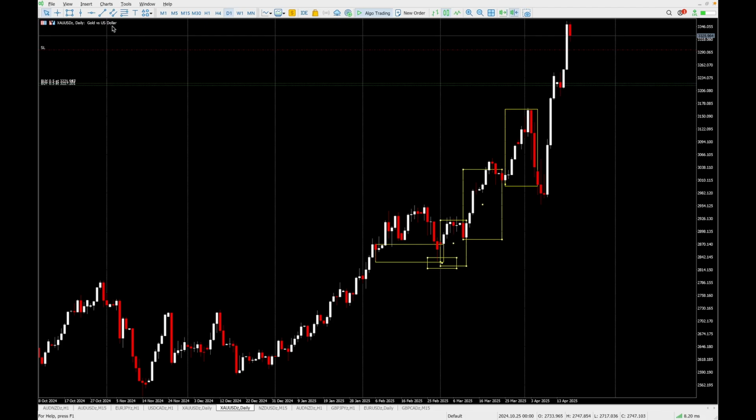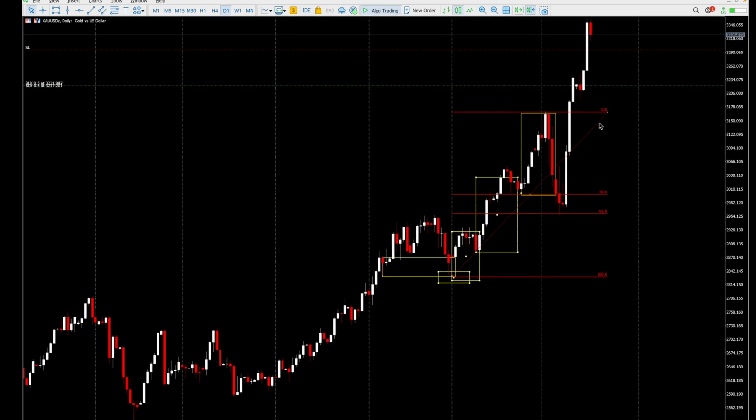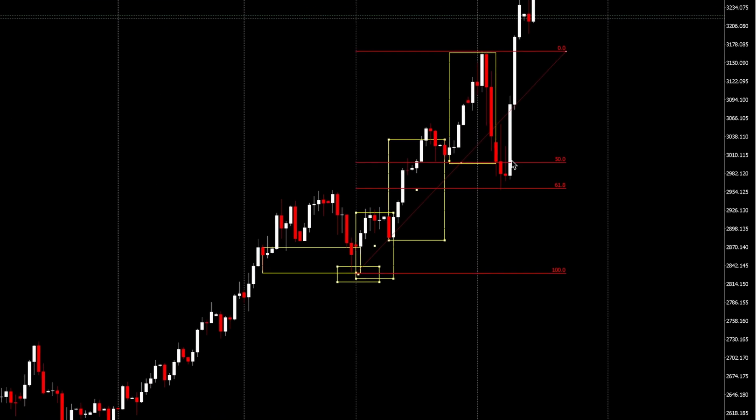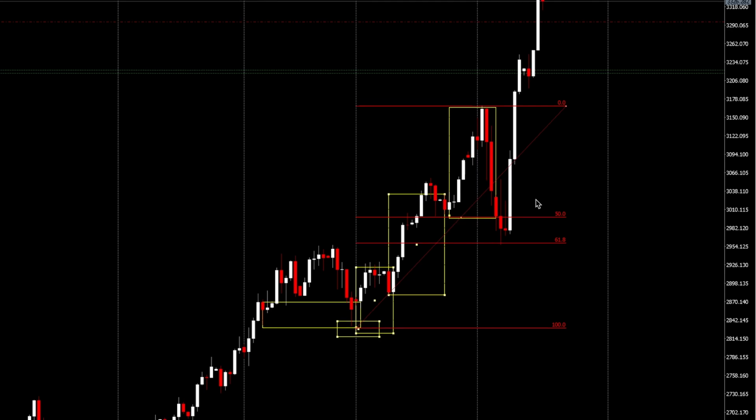So for confluence, I like looking at using the fib, to get market reversal points. So I only focus on 2 levels, which is 50 and 61.80. I just mark the low of the cycle and the high of the cycle, and then look for trades around these areas. So as you can see, what happened here, very simple.